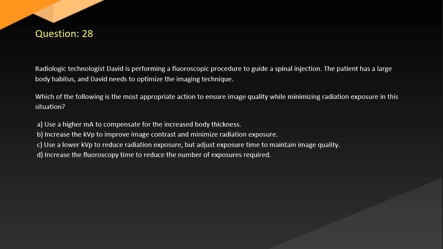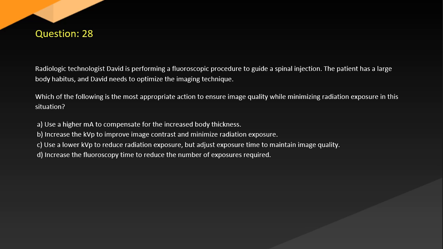Question 28. Radiologic technologist David is performing a fluoroscopic procedure to guide a spinal injection. The patient has a large body habitus and David needs to optimize the imaging technique. Which of the following is the most appropriate action to ensure image quality while minimizing radiation exposure in this situation?